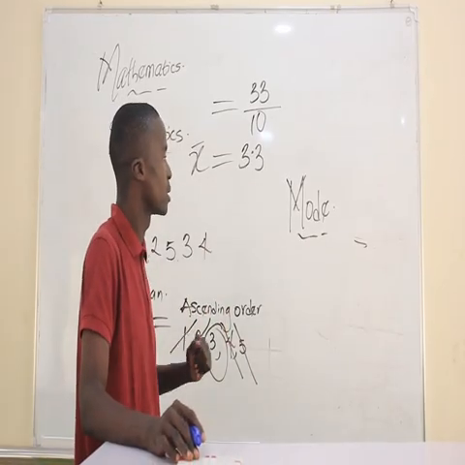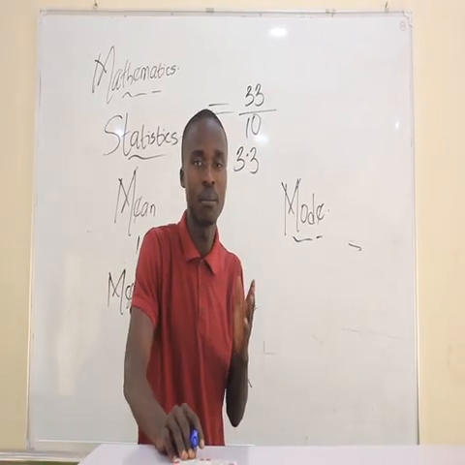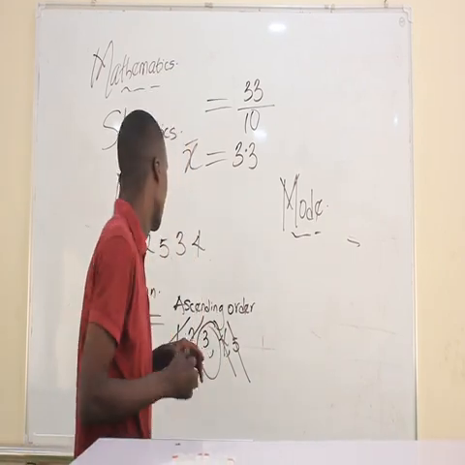So the next sub-heading is mode. The mode is the number or the value with the highest occurrence.